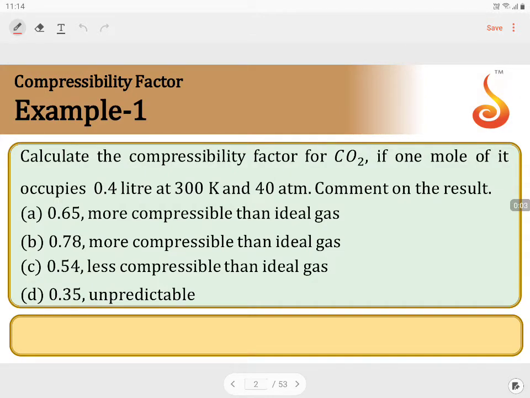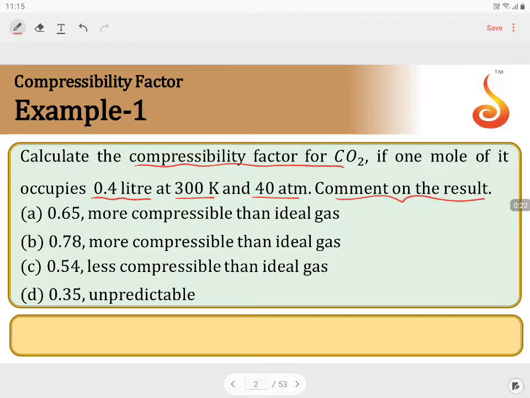Compressibility factor. Example number 1. Calculate the compressibility factor for carbon dioxide if 1 mole of it occupies 0.4 liter at 300 Kelvin and 40 atmosphere, and comment on the result. What is this particular point?